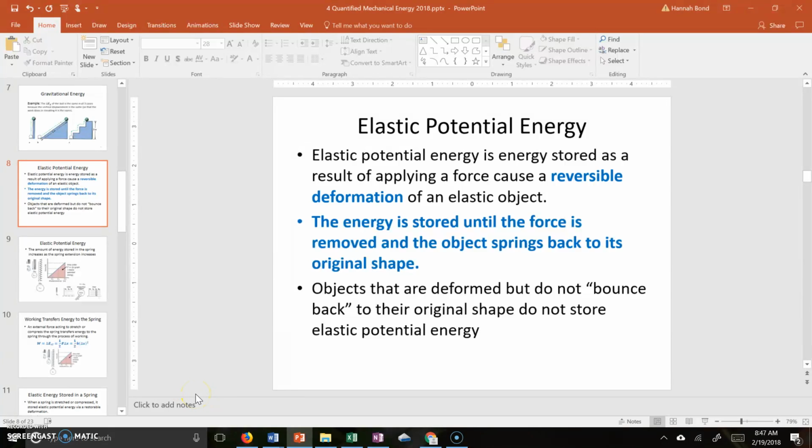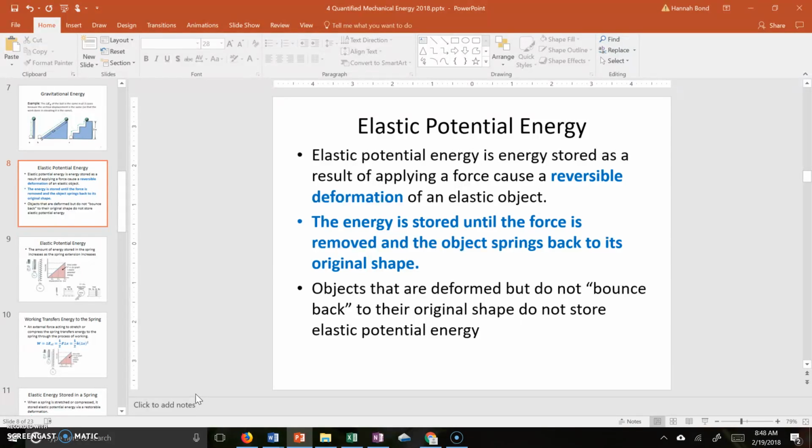Elastic potential energy is energy that is stored in an object as a result of being able to give it a reversible deformation. Elastic objects, things that are able to be deformed and then will pop back to their original shape, are able to store elastic potential energy. Things like a spring, a rubber band, a bungee cord, a trampoline, and so on.